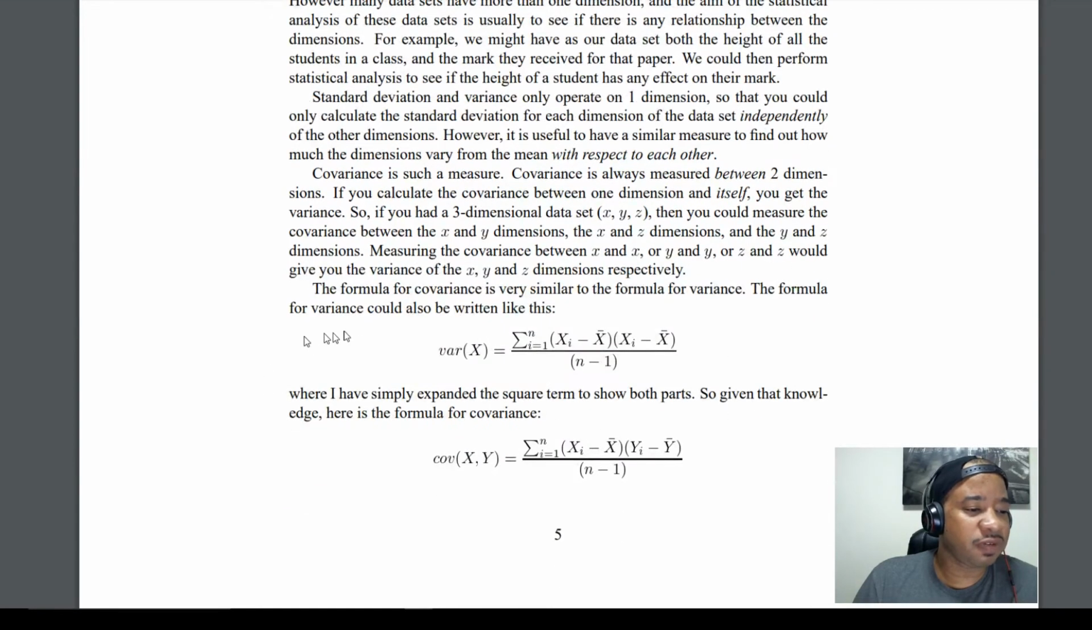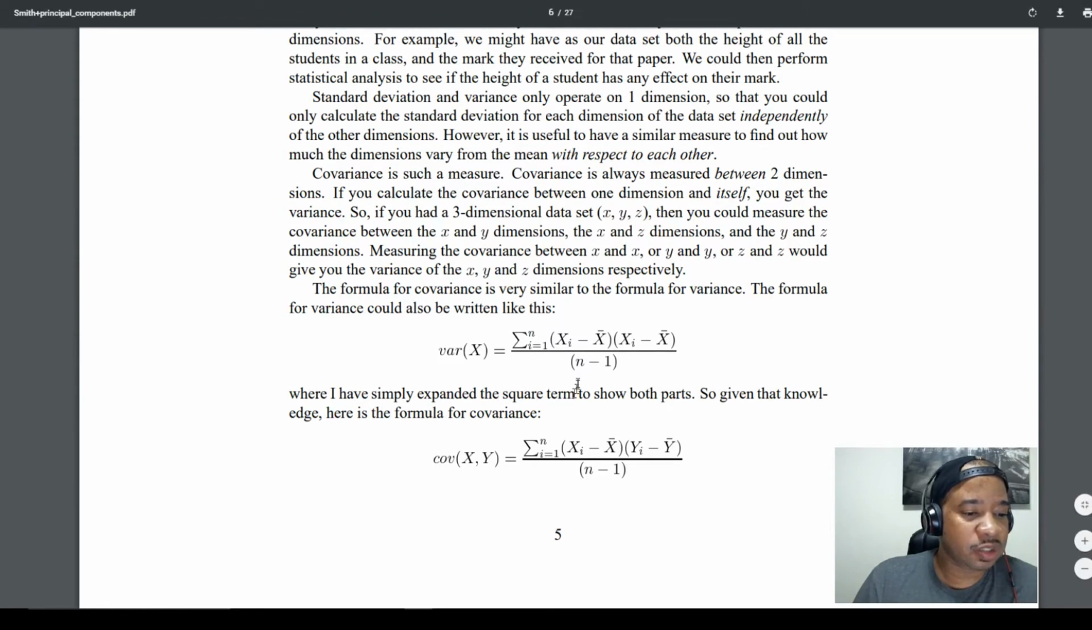The formula for covariance is very similar to the formula for variance. The formula for variance could also be written like this, where I have simply expanded the squared term to show both parts. So given the knowledge here, the formula for covariance of x, y would be that, where we're taking the product of the differences from the means of each set, and we're dividing it by n minus 1.